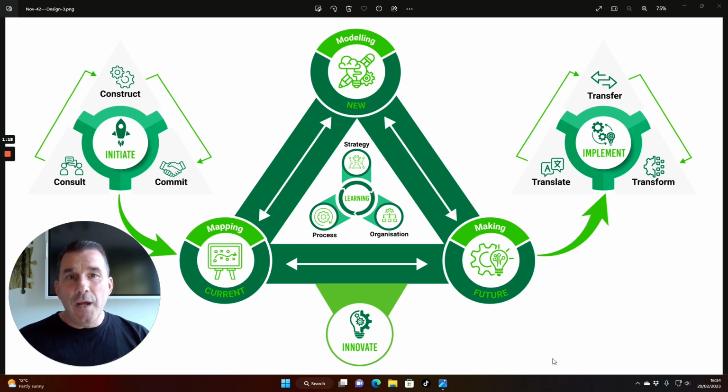So the consult element is about consulting with stakeholders, key decision makers, leaders within the organisation to understand their expectations, their desires, their aspirations and what the future operating model might look like or ways of working. The construct is about constructing a mental model or graphical representation of what the design or change might look like in practical terms. And then the final element is the commit.